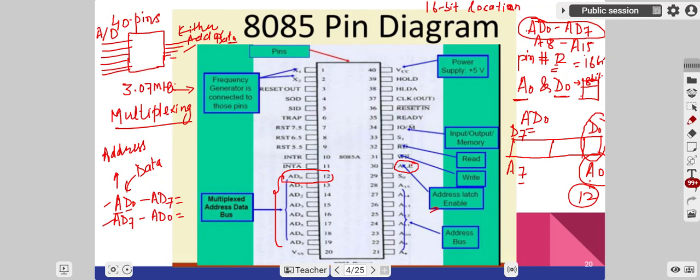For the time being, you have to remember each and every pin of this 8085 pin diagram. It is not very hard to remember, because 16 pins are just for address and data. So that's why it is easy to remember this pin diagram. X1, X2 are for the crystal. This is reset out. We will discuss each and every pin in the coming slides.